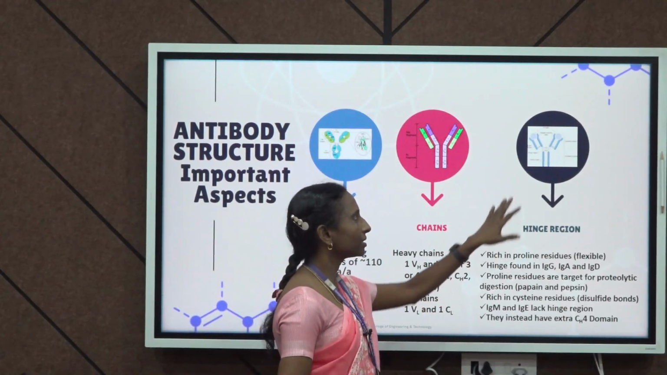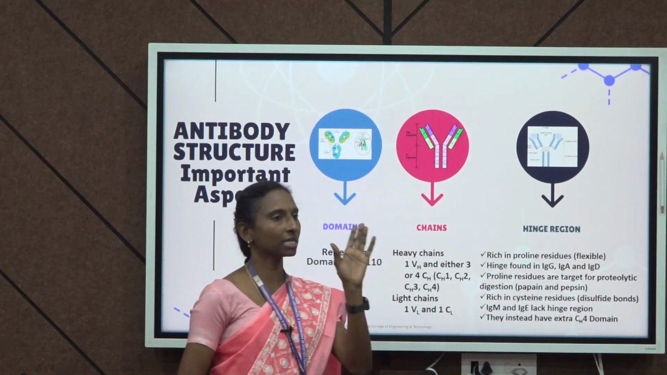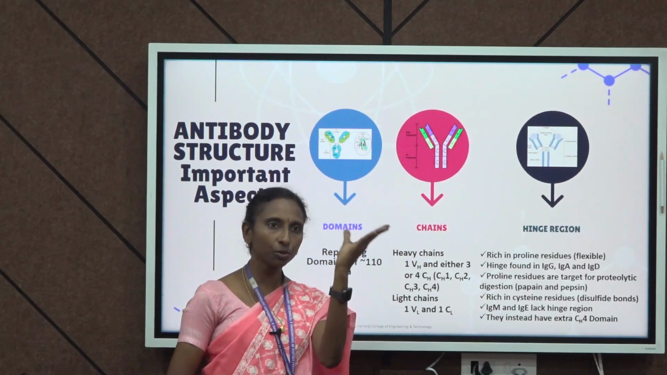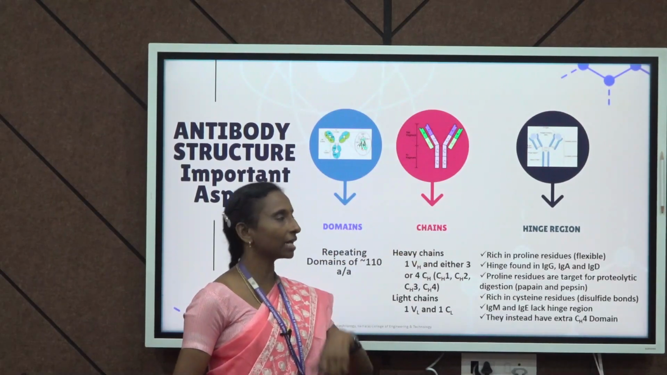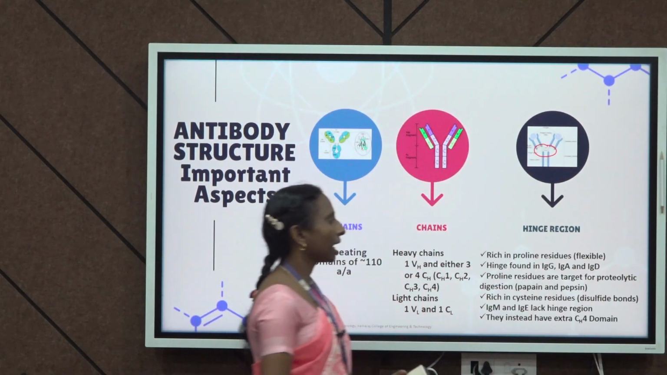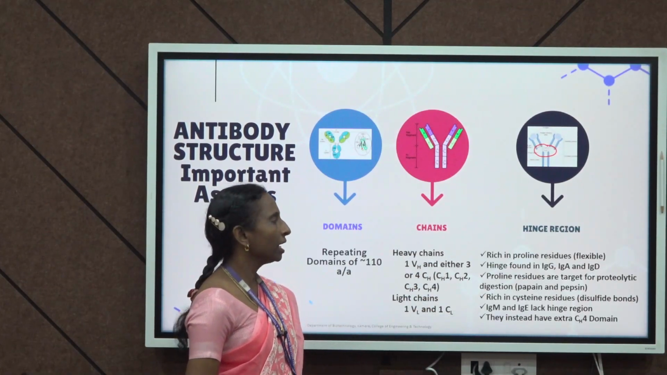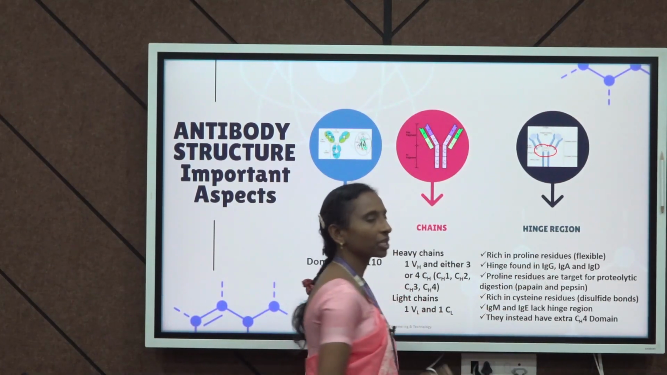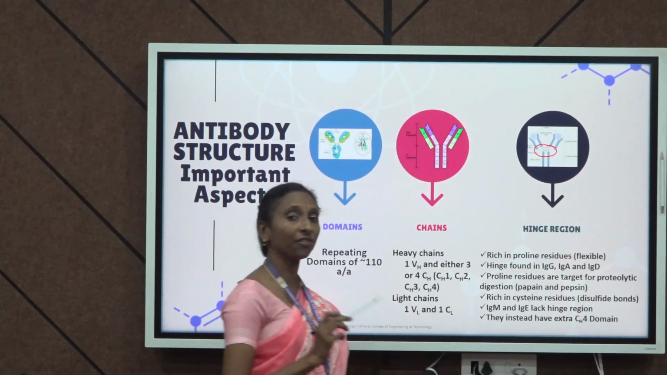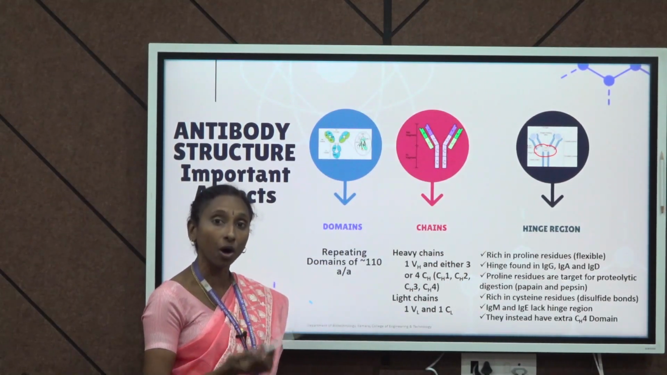Other than this, there is also a hinge region, which basically allows the antibody structure to move and interact with different antigens. This is the hinge region, and it has been found to be rich in proline residues, which give flexibility to the antibody structure. This region is not found in all antibodies.